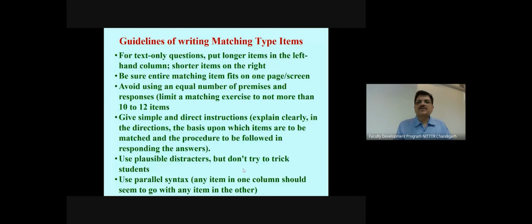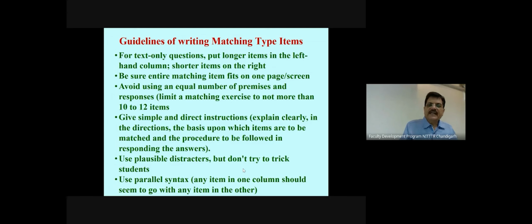For text only question, put longer items in the left hand column, shorter items on the right. Be sure that entire matching item fits on one page. यानी कि आधा आइटम अगले पेज में आ जाए, तो आपको क्वेश्चन पेपर में उसी तरह से अरेंजमेंट करना है. Avoid using equal number of premises and responses. ये मैं बता चुका हूँ.